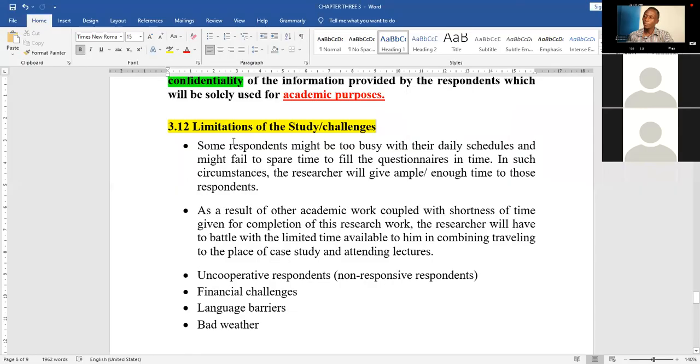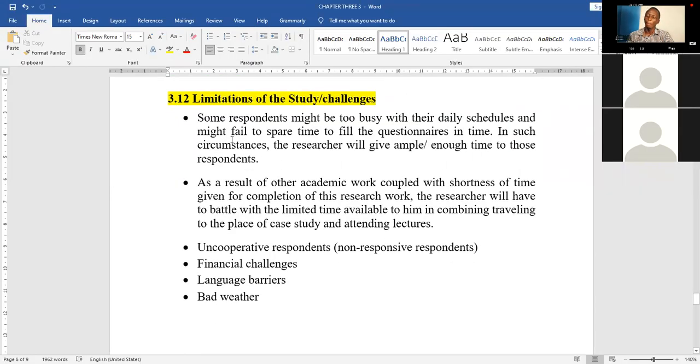So let us proceed. We are going to go to limitations of the study now. This one is the last item in chapter 3. The last item in chapter 3 is limitations of the study. Now, under limitations of the study, you're supposed to talk about the challenges that you are likely to face, the challenges that you are likely to meet when you are carrying out this research. Okay, and some of them are these ones.